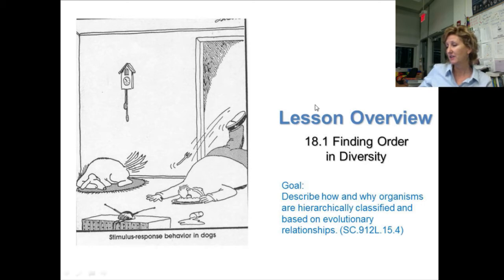So our Far Side is stimulus response behavior in dogs. Fell down, wagging his tail.